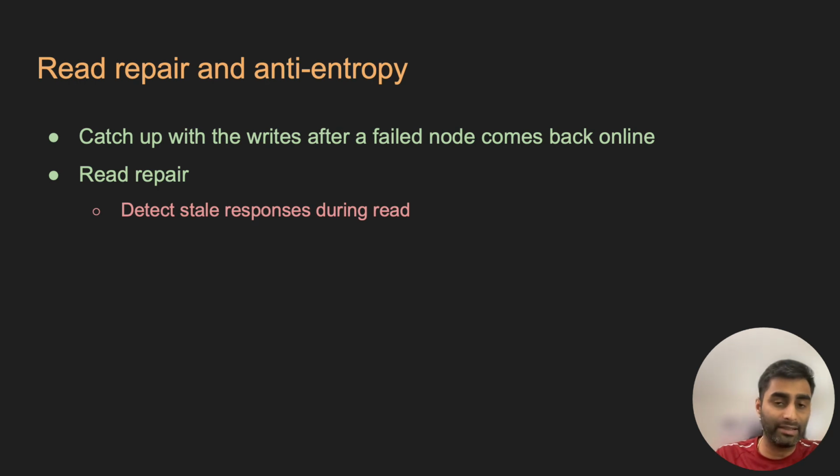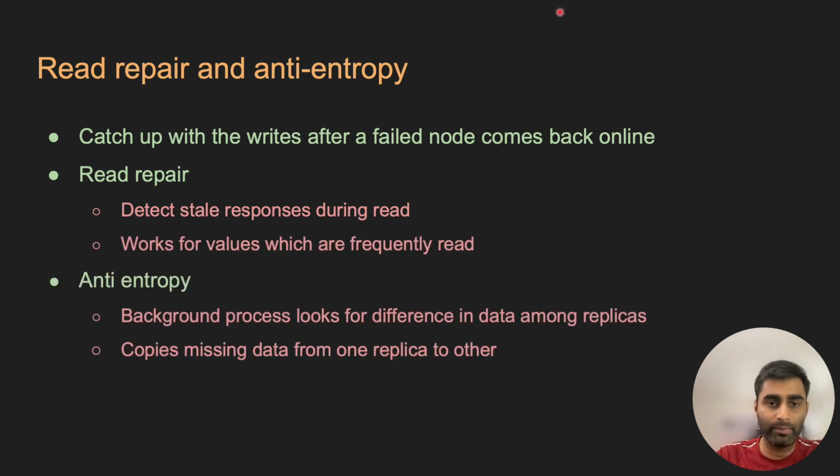Since this is happening at read time, this approach will work very well for values that are frequently read. Next is the anti-entropy process. Some data stores also have a background process that will constantly look for any differences in the data between the replicas, and it will copy any missing data from one replica to another. Unlike the replication log in leader based replication, this anti-entropy process does not copy those writes in a particular order. Also, there might be some significant delay before the data is copied.